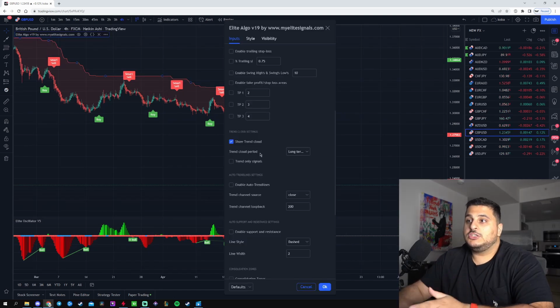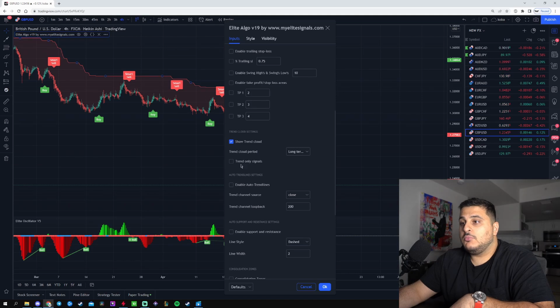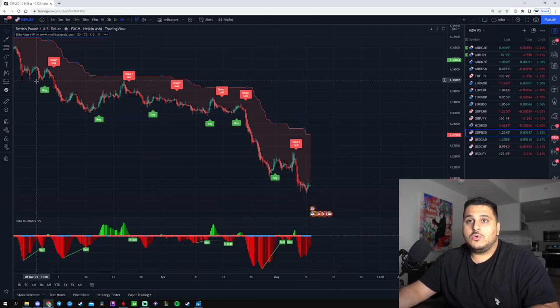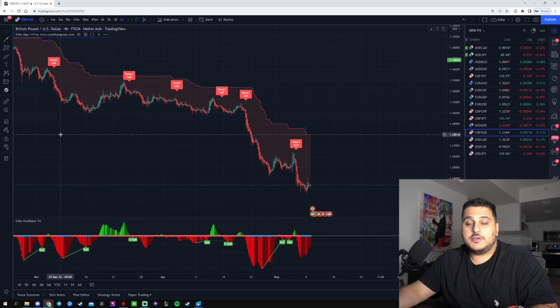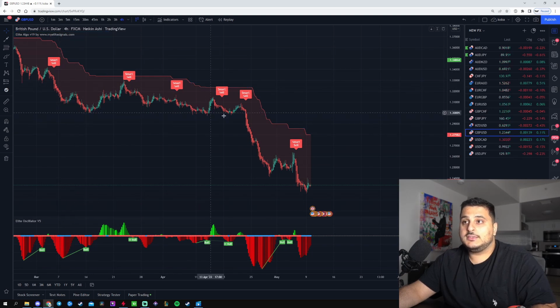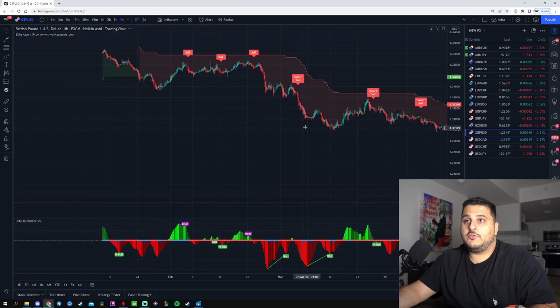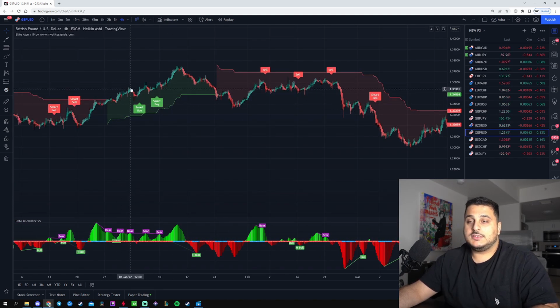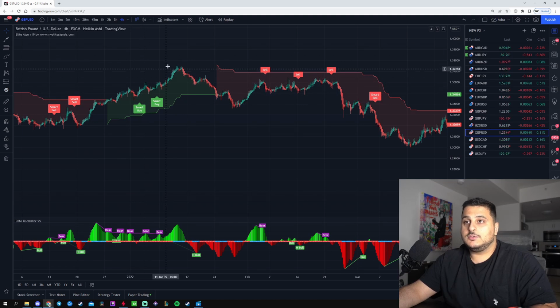One more thing I forgot to mention about the trend clouds is that at the bottom here, we have this filter that says trend only signals. What this does, if you check it on and then press OK, it will void out all the signals that go against this cloud. So for example, this cloud right now is red, which means it's bearish, so it's going to void out every single buy signal that you see over here. And if we were to go over here to where the trend cloud was bullish, so it was green, you can see that it voided out the sell signals that were previously here on this chart.